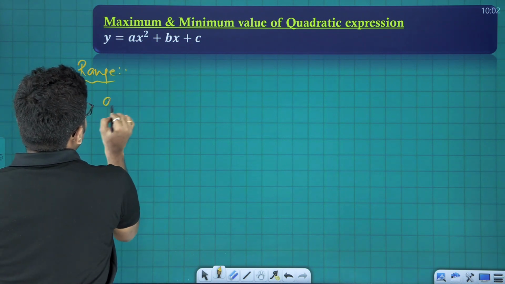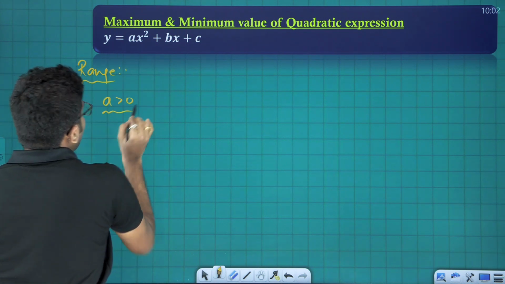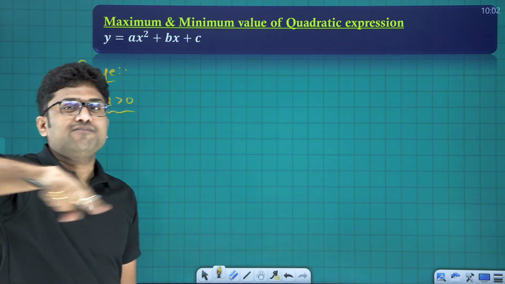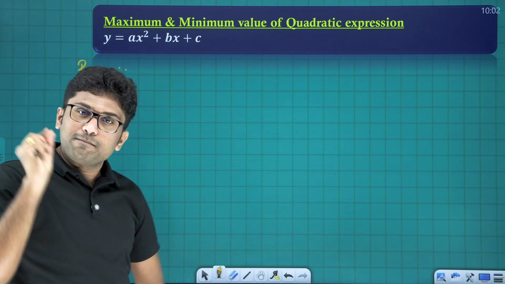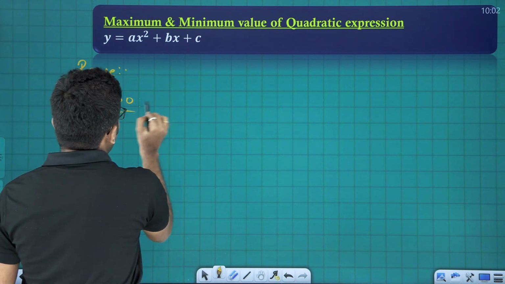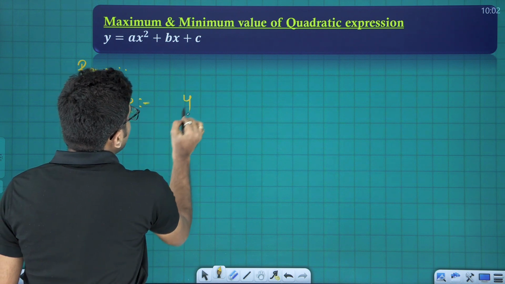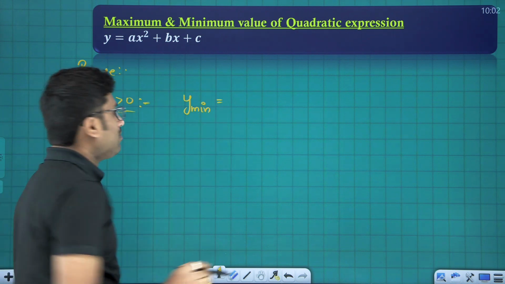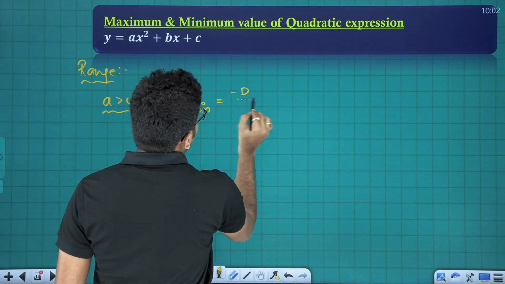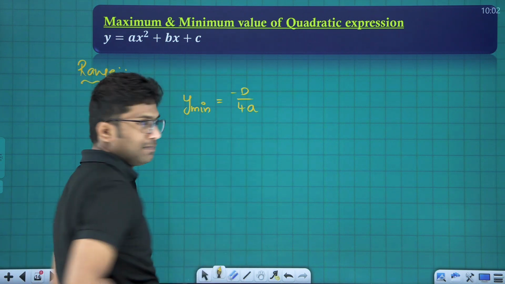Now, we split it into two cases, friends. If a is greater than 0, the graph is an upward parabola, so y will have only a minimum. So, what is y minimum? Y minimum is equal to minus D by 4a.